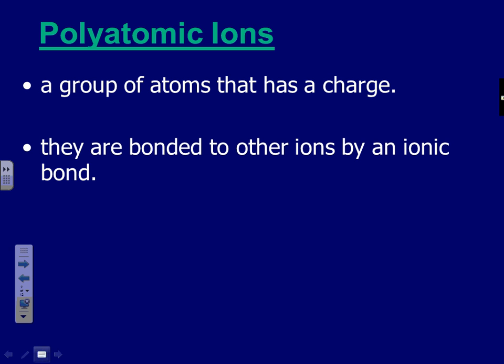You can write down the definition of that. It is a group of atoms that has a charge. They are bonded together, so they are bonded together to other ions by an ionic bond. So it turns out, and this is fairly complex stuff, the explanation that I'm going to give you right now is more complex than you need to know for this course. But I want to show you and tell you in a little more detail what a polyatomic ion is.